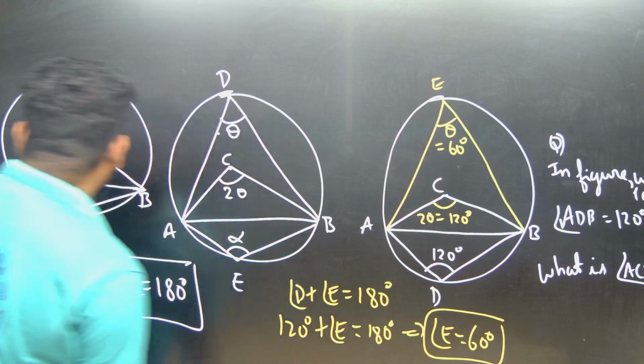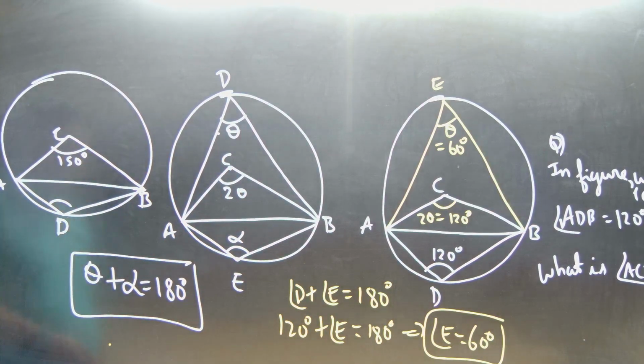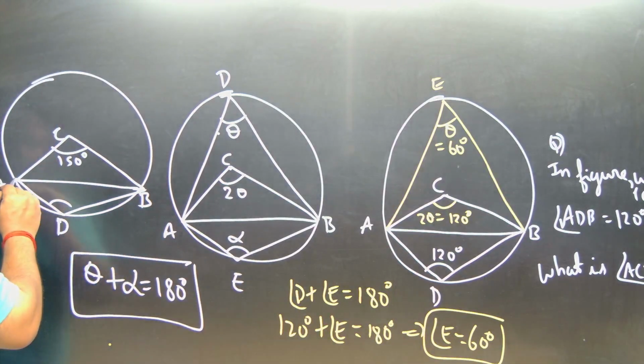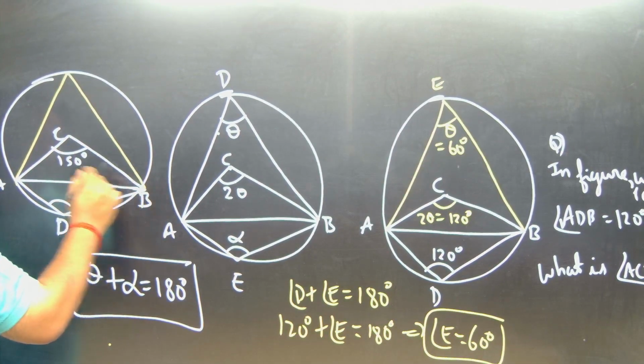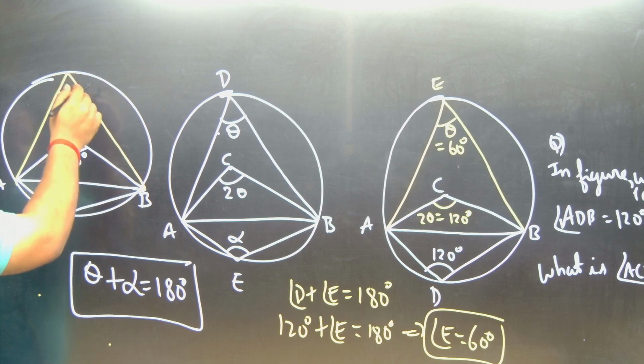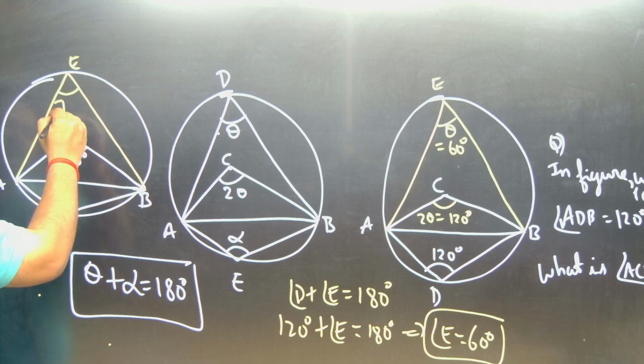So directly you cannot find this angle. This is 150 degrees. So you have to use the concept which I told you. This angle will be half of this. So half of 150 will be nothing but this angle. Let this angle be E. This angle will be 75 degrees.